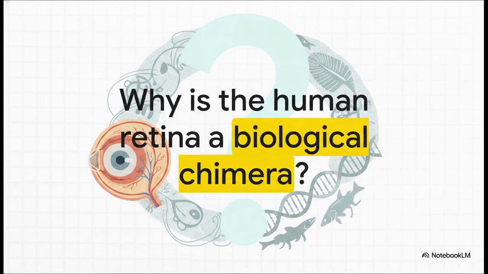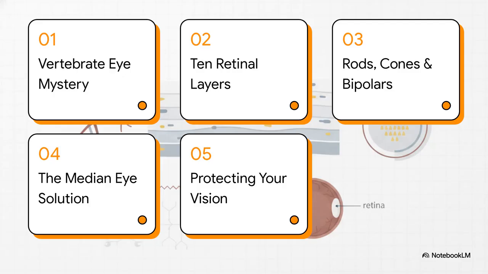Because the reality is, the retina isn't just some basic piece of tissue. It's an evolutionary mashup of two totally different biological systems. It's quite literally a biological chimera. And throughout this explainer, we're going to unravel exactly how and why that happened, pulling from both anatomical science and deep evolutionary history.